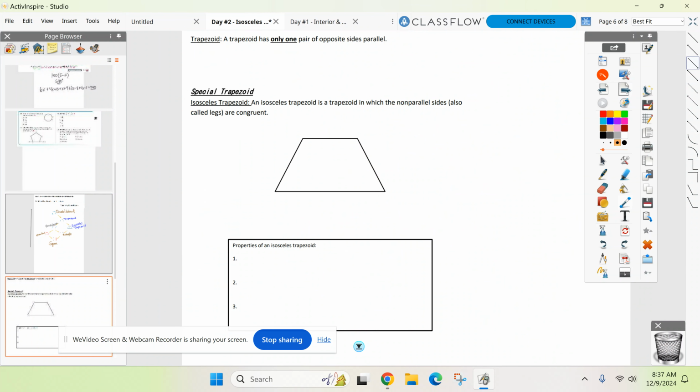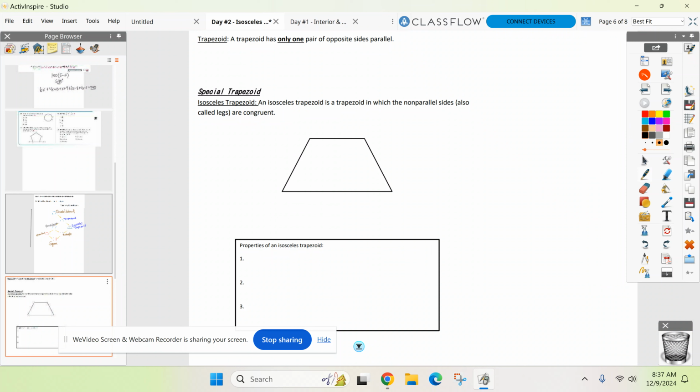All right, let's start talking. This should be a quick day. Hopefully, we'll be able to get out of here with no assignment. We'll see. Let's talk about the top of the tree. Trapezoid.